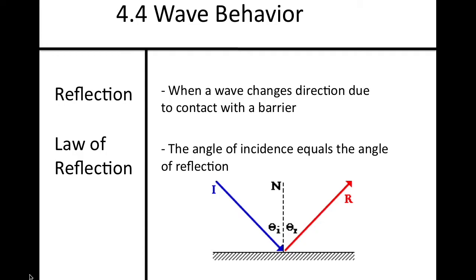contact with some barrier. The law of reflection states that the angle of incidence, which is located here, we have the incident ray that is hitting a barrier and it reflects off at this angle. We call this angle the angle of reflection, and then theta sub i is the angle of incidence.